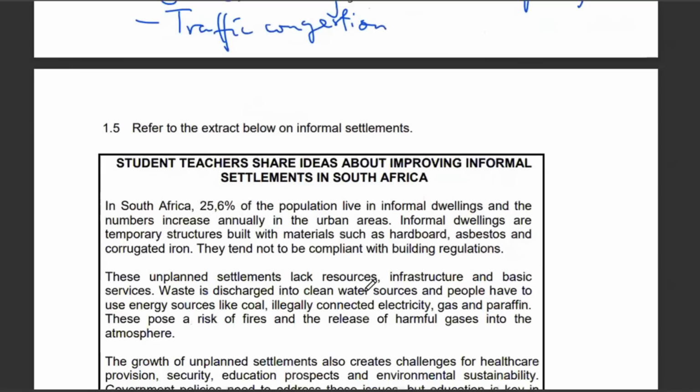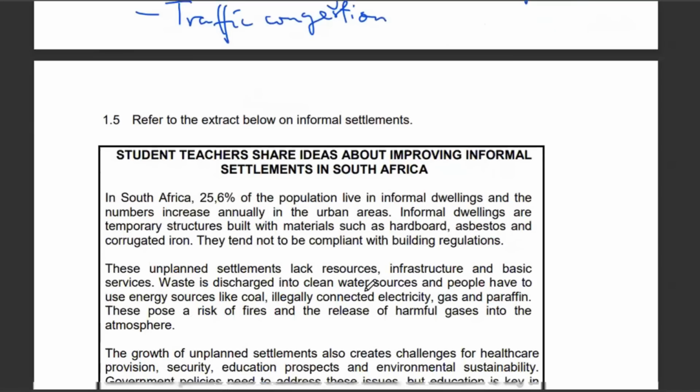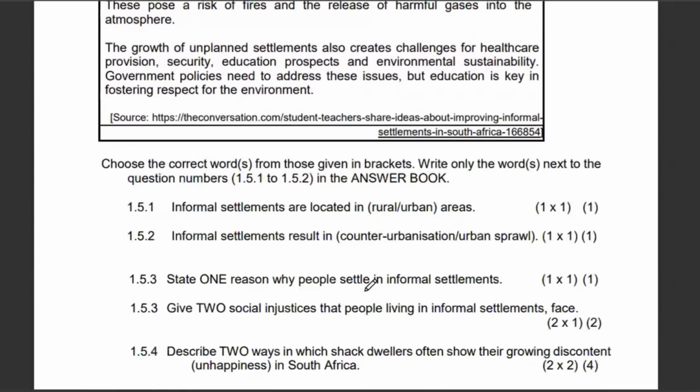Right, we move on to number 1.5. Student teachers share ideas about improving informal settlements in South Africa. Right. Number 1.5.1, it says informal settlements are located in, where are they? In urban areas or in rural areas? Definitely we find informal settlements in urban areas. The shanty towns are found in urban areas.